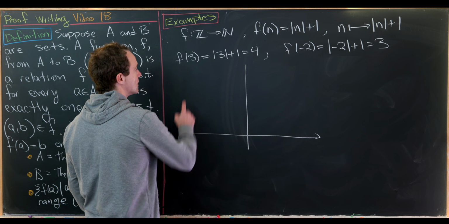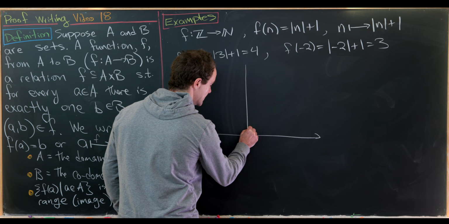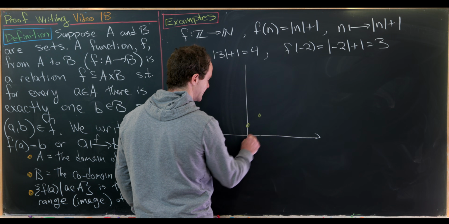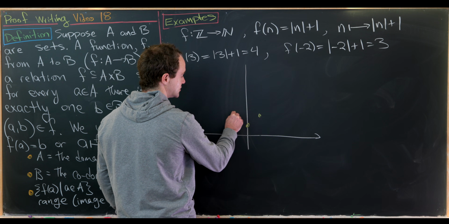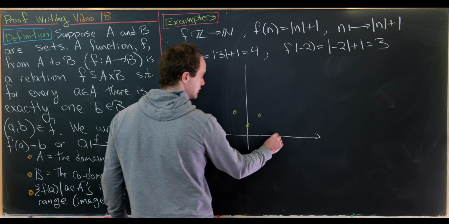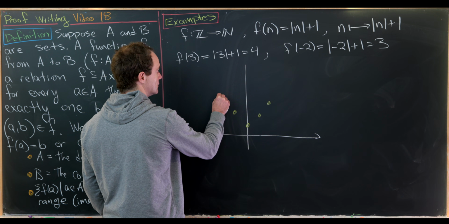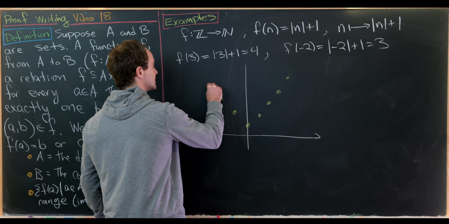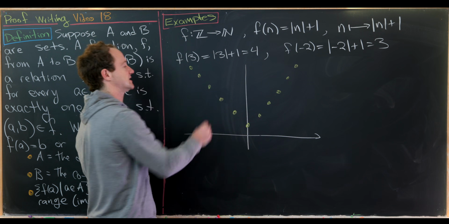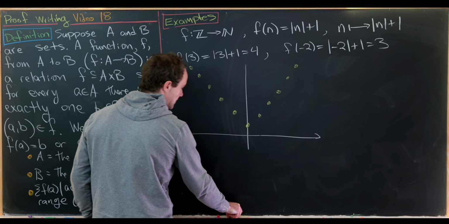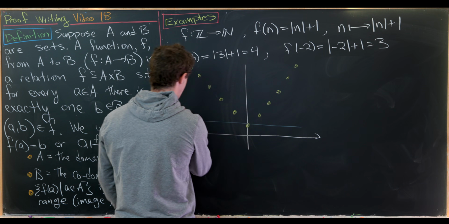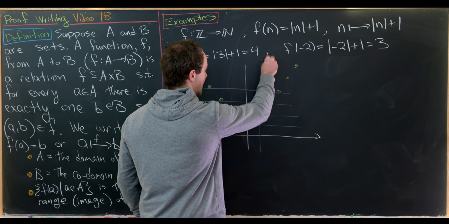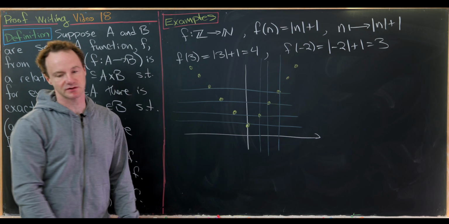So notice the number 0, f of 0 will give us 1, so that would be this point right here. F of 1 will give us 2, so that would be this point about right here. F of negative 1 will give us 2 as well. F of 2 will give us 3. F of negative 2 will give us positive 3, just like we saw before. And as you can see, we will essentially get this shape, which is a bunch of dots in a V. Those dots all lie on this lattice of the integers and the natural numbers. So you can imagine this as being the lattice of the integers and the natural numbers.